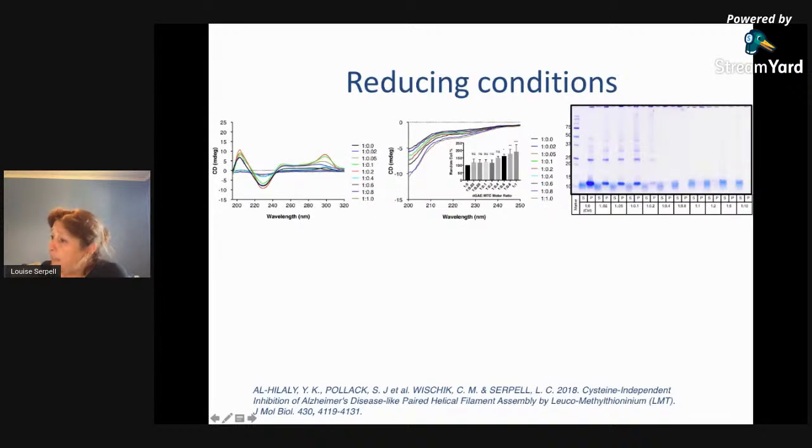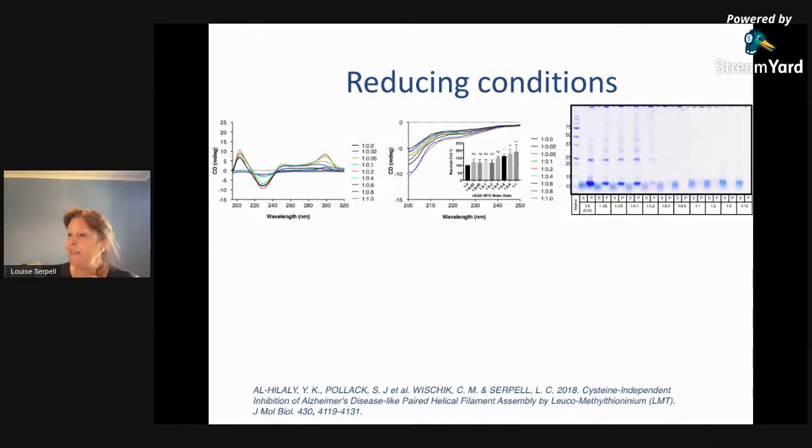We can also see by using SDS gel electrophoresis and then separating the supernatant from the pellet that to start with, when we have just control, we have lots in the pellet. And as we go in increasing the LMT amount in the ratio, all of the tau starts to be found in the supernatant and not in the pellet. So again, that supports our view that this is preventing self-assembly.